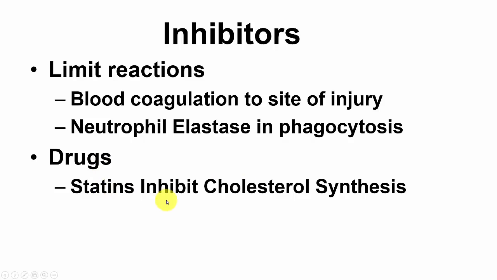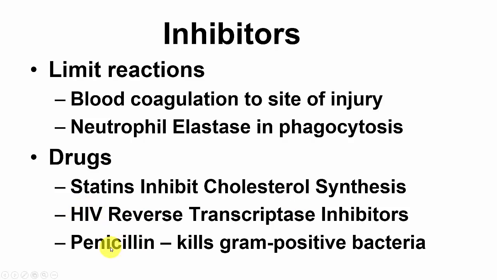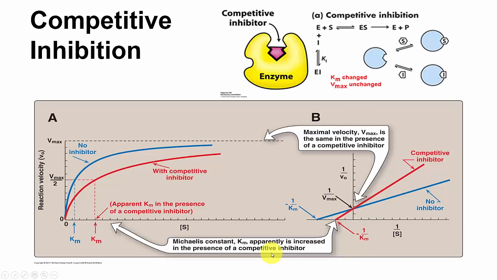Drugs. Statins are used to control cholesterol synthesis in the liver, and we'll talk about those later. A lot of drugs are enzyme inhibitors. The HIV reverse transcriptase inhibitors have done away with AIDS and made HIV infections a chronic condition. Penicillin kills gram-positive bacteria. So here's competitive inhibition.